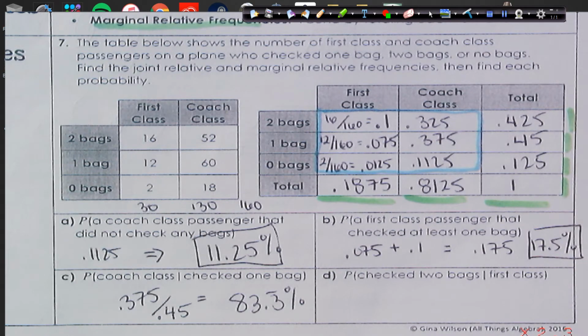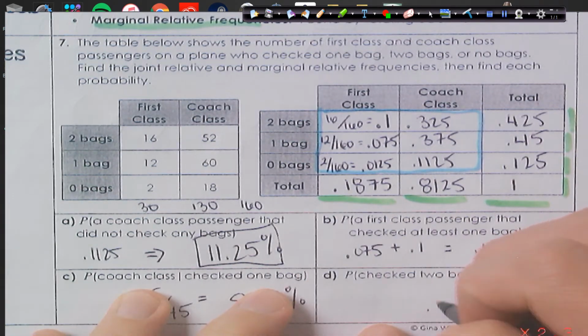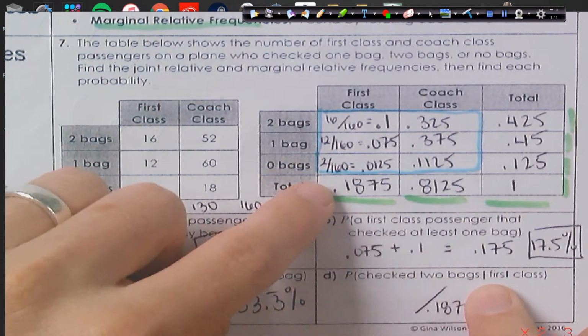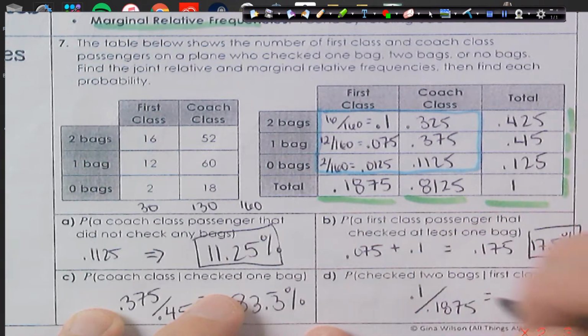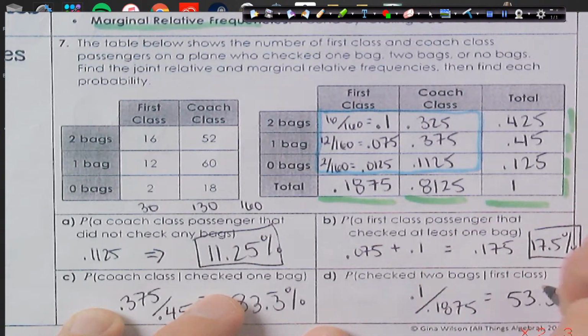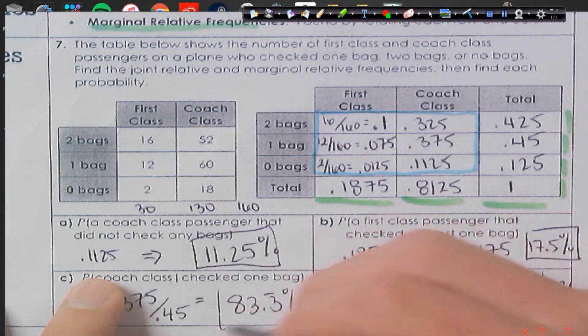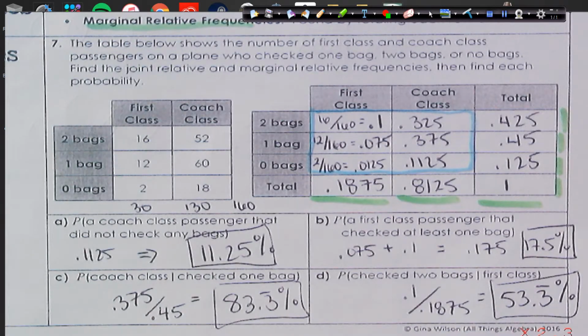Check 2 bags given you're in first class. Well, how many people are in first class? A total of about 0.1875. And how many of them checked 2 bags? 0.1. So if we were to calculate that out, we get about 53.3 repeating percent. All right. So there you have it, guys. We'll talk more about this later.